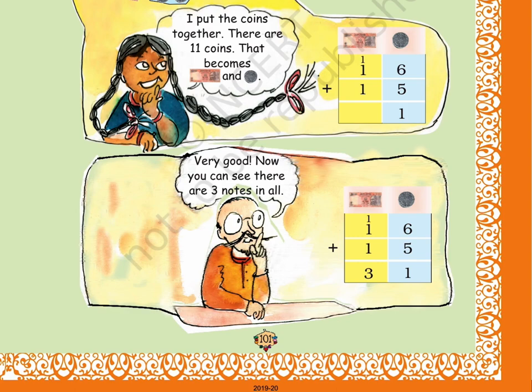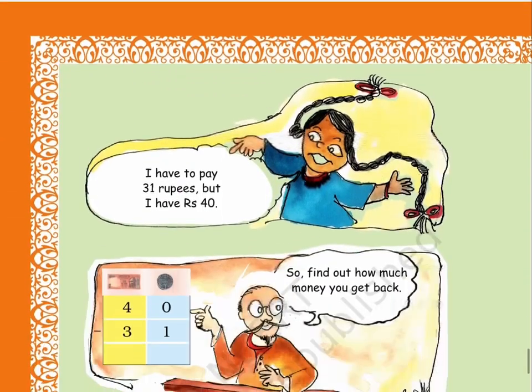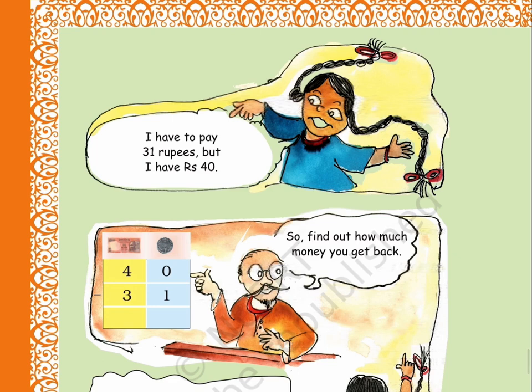Page 102. This page has 3 pictures and conversation between the girl and shopkeeper continues from previous page. Let's begin reading this page. In picture 1, the girl is saying, "I have to pay 31 rupees. But I have rupees 40." In picture 2, the shopkeeper points at the table towards his left and responds, "So find out how much money you get back."